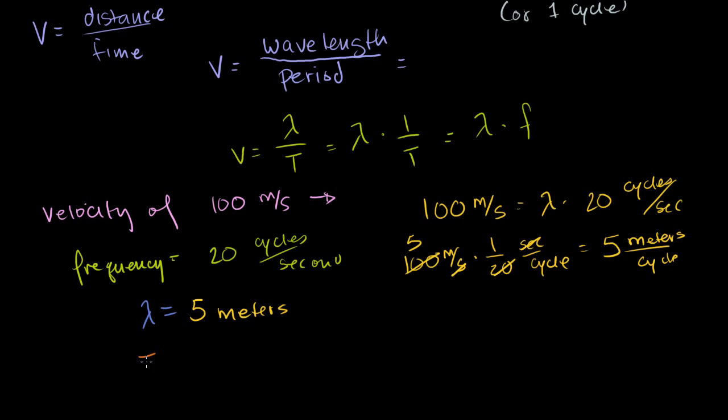The period here is just going to be 1 over the frequency. It's going to be 1 over 20 seconds per cycle. So using these formulas, and I don't want you to memorize the formula, I want you to be able to, it should be intuitive for you, and hopefully this video made it a little bit intuitive. But using this, you can really answer almost any question if you're given two of these variables and you need to solve for the third.